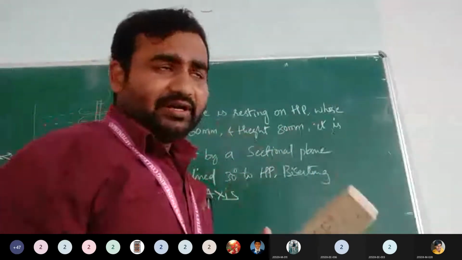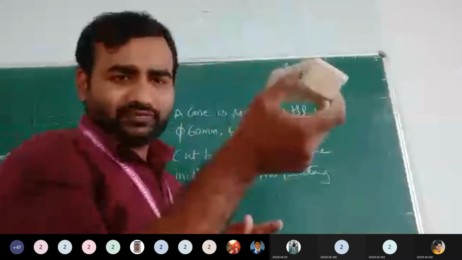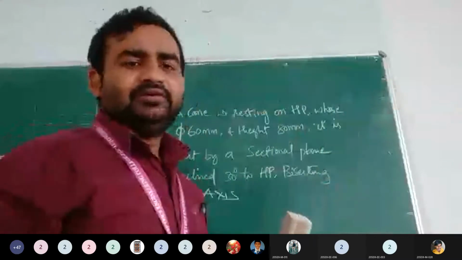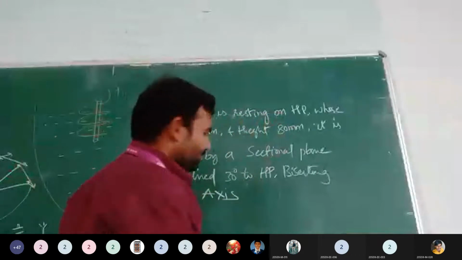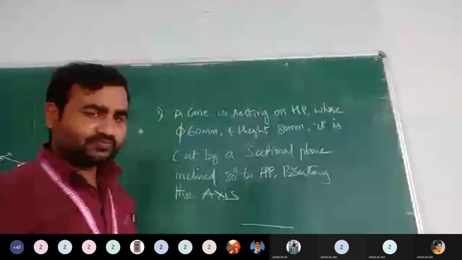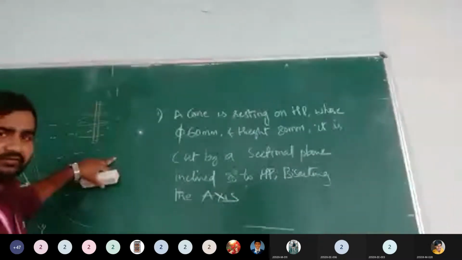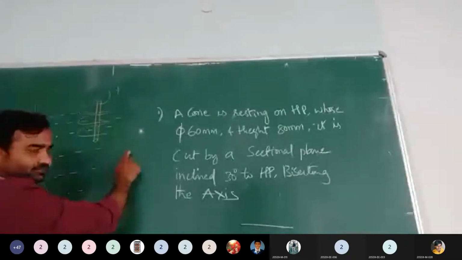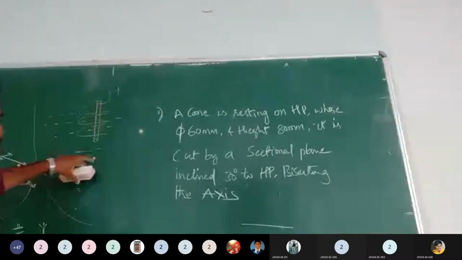He will give you a solid and tell you whether the solid is resting on HP or resting on VP, or inclined to HP or inclined to VP, like that. But here the cone is resting on HP. It is clear here. Up here I will draw it small first. Can you see up to here? Yes, sir.